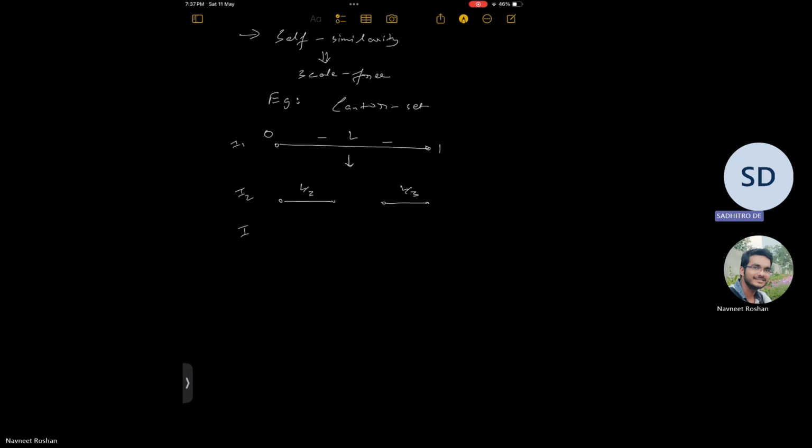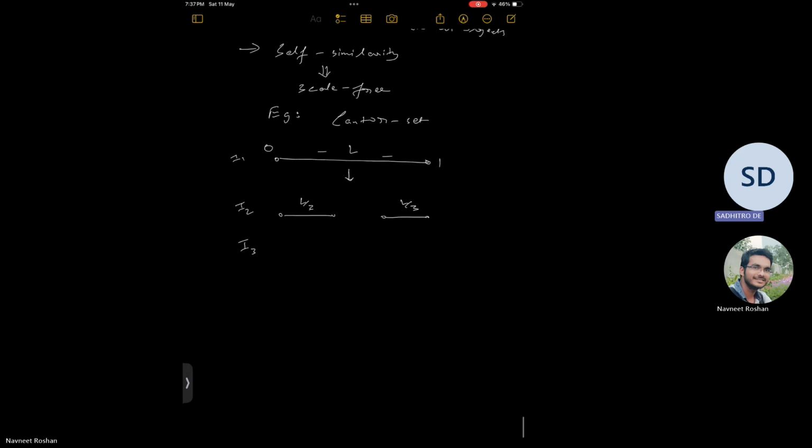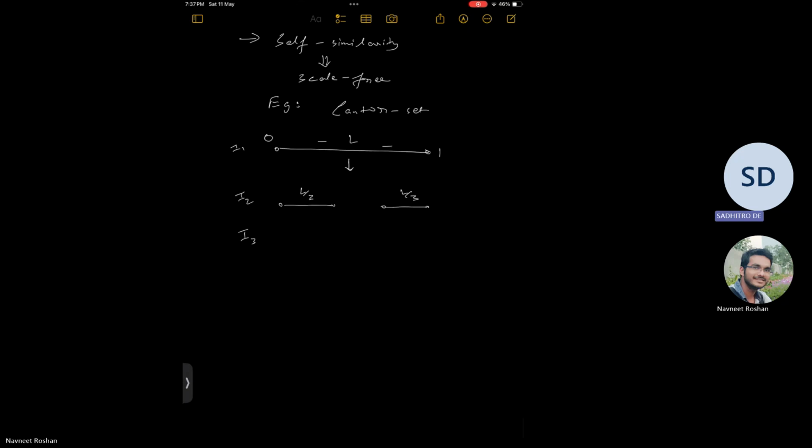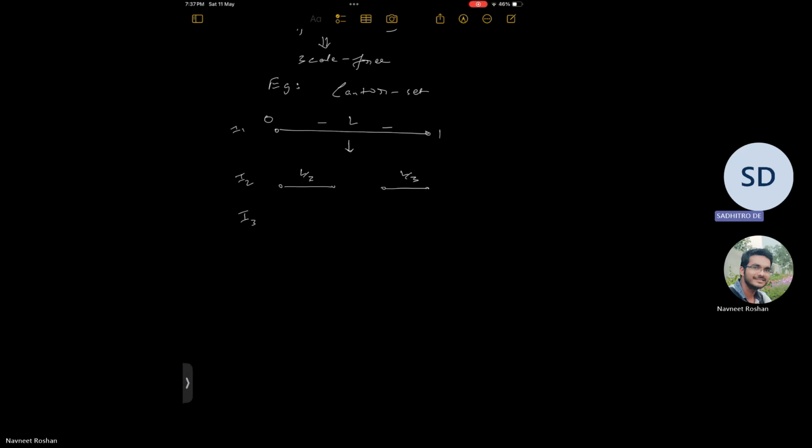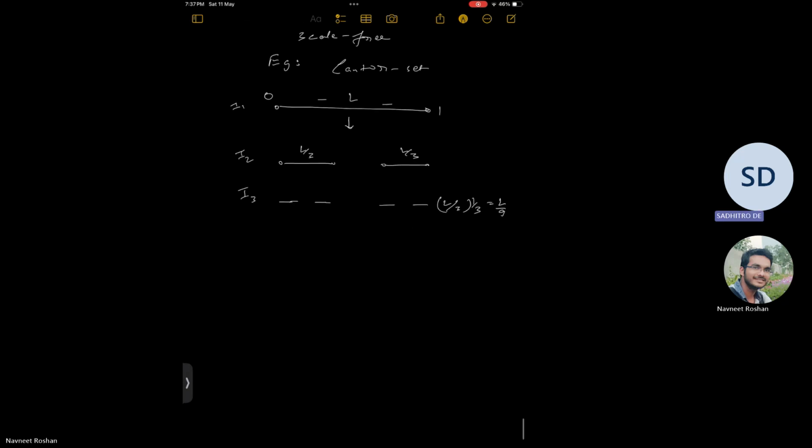Similarly, in iteration 3, since fractals are self-similar, one way of constructing fractals is to repeat the same pattern of operation again and again. So again, I repeat this operation on this line segment. Again, I remove the middle thirds. I get something which looks like this. Here also, I remove the middle thirds. I get something which looks like this. And each segment here has length what? L by 3 into 1 by 3, which is L by 9, right?